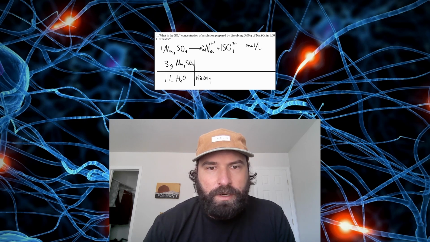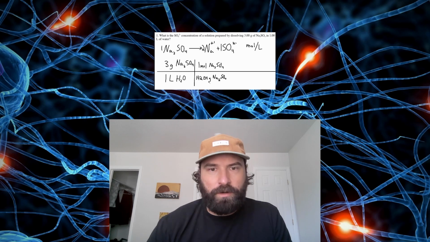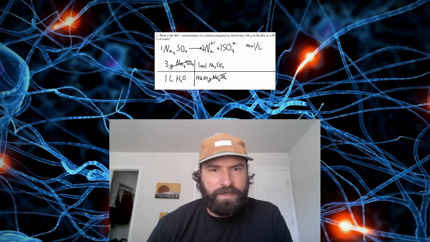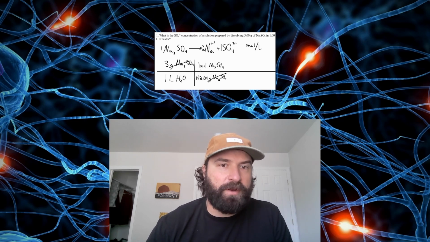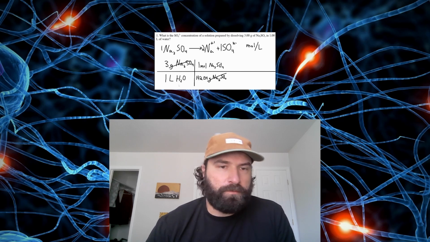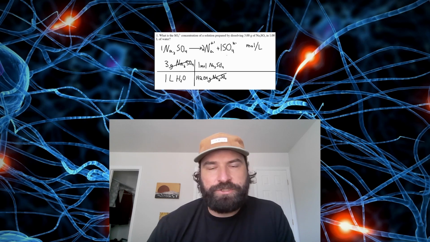142.04 grams of Na2SO4 per 1 mole of Na2SO4. And so we'll see that our grams of Na2SO4 on the bottom cancels with our grams of Na2SO4 on the top. That's exactly what we're looking for. So now we're in moles of sodium sulfate over liters of H2O, but we want moles of just sulfate.